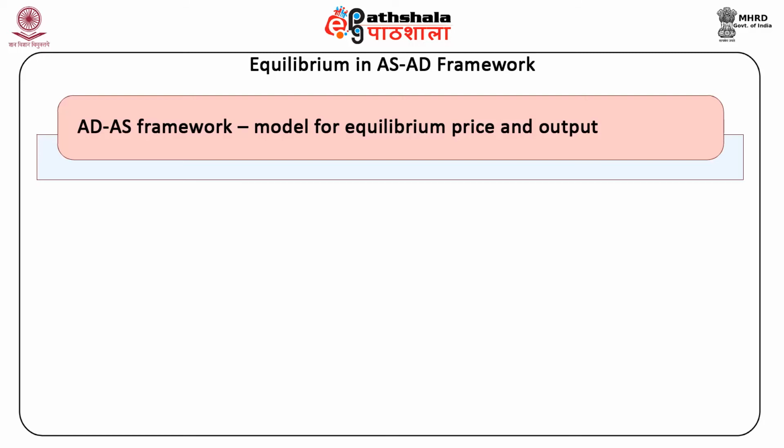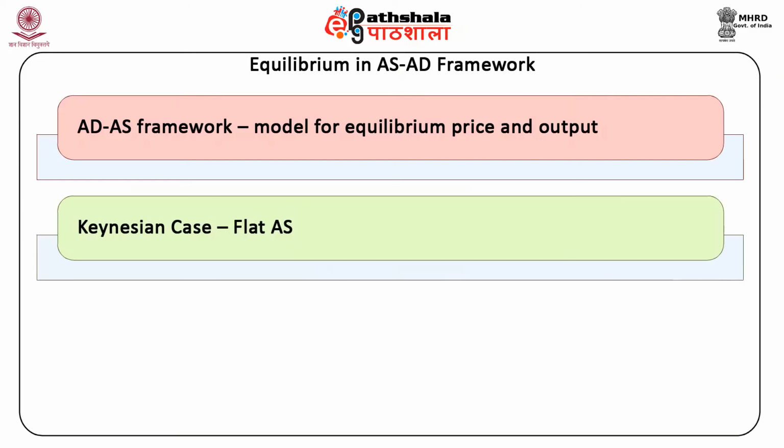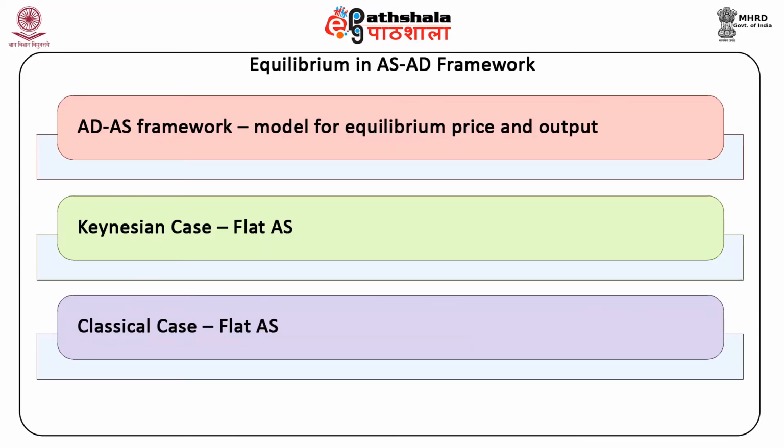Recalling that with totally rigid prices, the AS curve is flat in the Keynesian case, and with full price flexibility, the AS curve is vertical in the classical case. For our analysis here, we take the most general case and assume prices are neither completely rigid nor fully flexible, and consider the intermediate range, or an upward sloping AS curve.